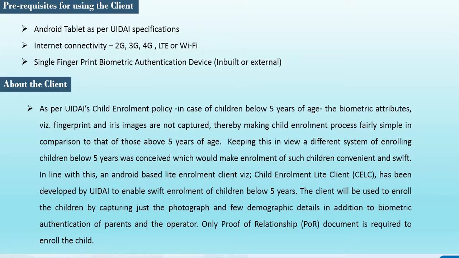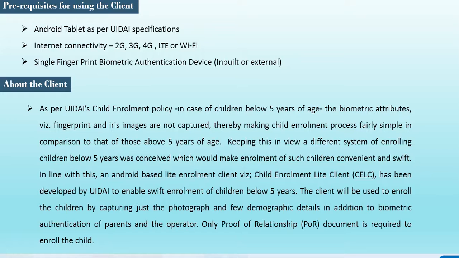Then finally the operator has to give his or her fingerprint for confirmation of the enrollment. For children's enrollments, the residents have to provide a PoR document. It can be a birth certificate or any other PoR document which is approved by UIDAI. These PoR documents you can refer from the UIDAI website.